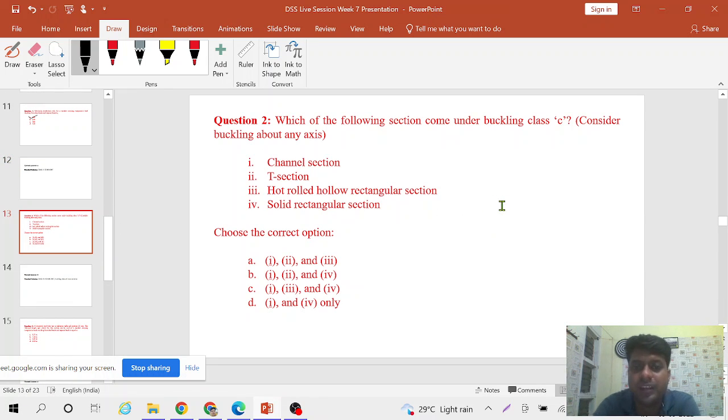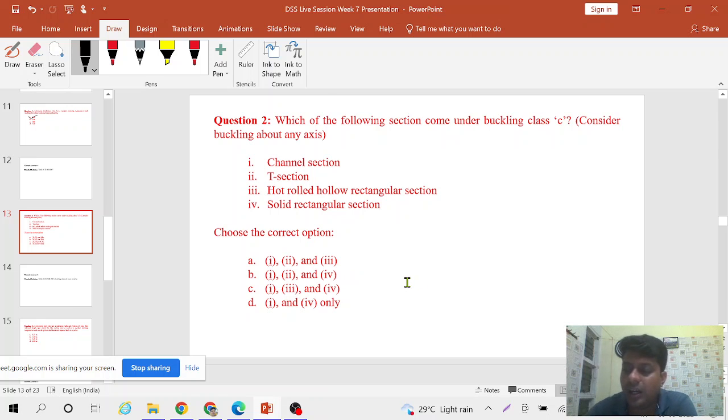Now the second question: which of the following sections come under buckling class C? Consider buckling about any axis. Here in the question they are not restricting you to consider buckling about the YY axis or the ZZ axis; they are saying any of the axes. The first option is channel section, second is T section, third is hot rolled hollow rectangular section, and last is solid rectangular section. And here is the code which you have to choose.